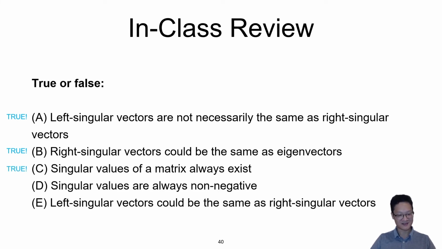Okay, and then that also makes the next statement true, right? Singular vectors are non-negative. Okay, last one. Left singular vectors could be the same as right singular vectors. So this one is also true.